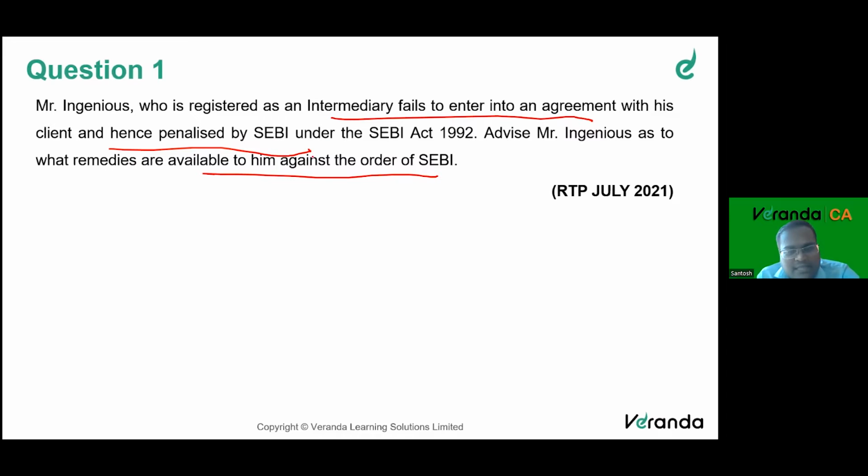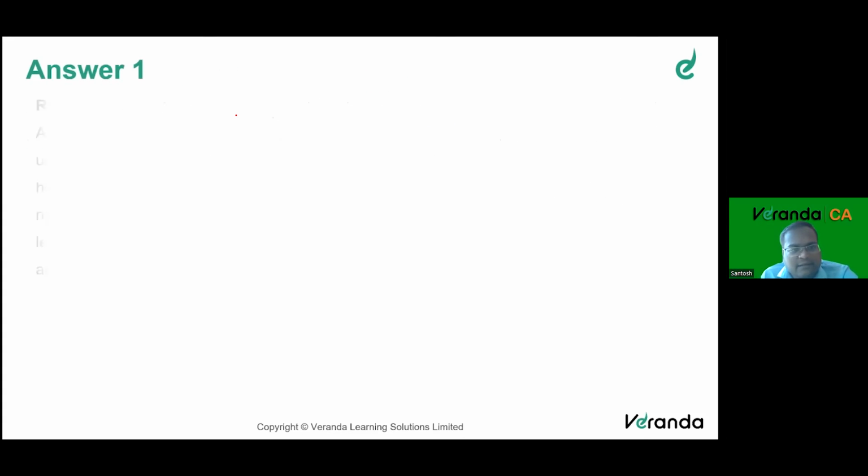And once they have a penalty or are given a notice under this act, what are the options that are available to the intermediary? How much time limit does he have to get back on this particular order, and if at all he is not happy with the first level order, within how much time can he go back? So these are the simple questions that are asked here. So I'll jump straight into the answer.